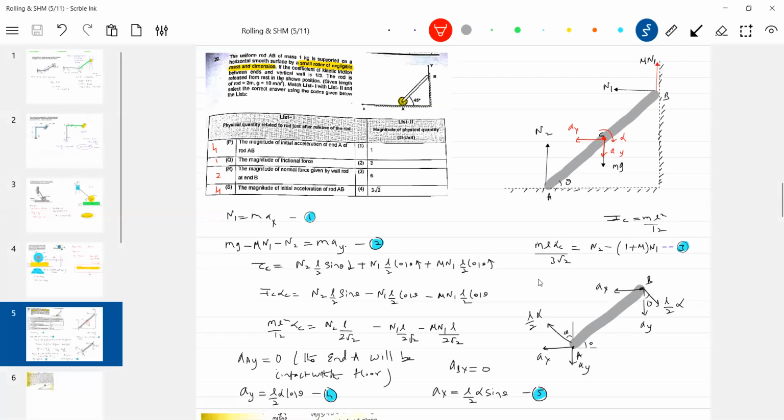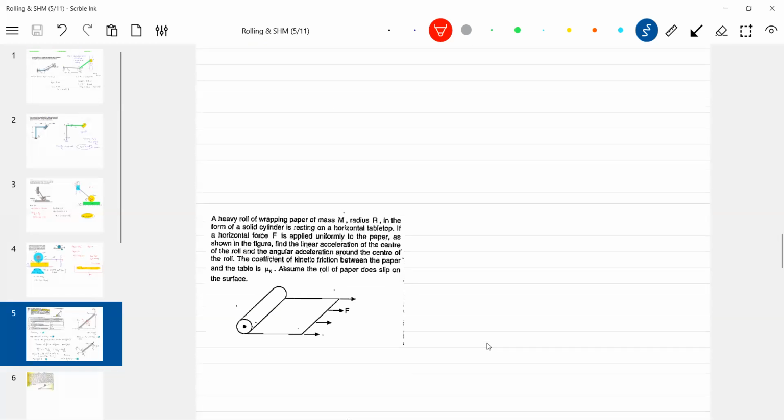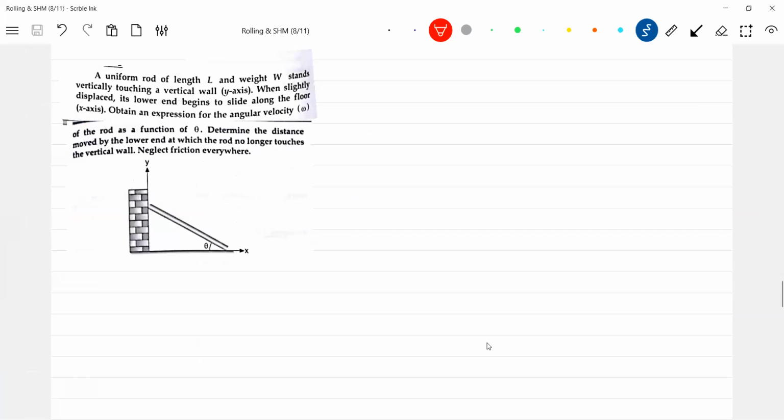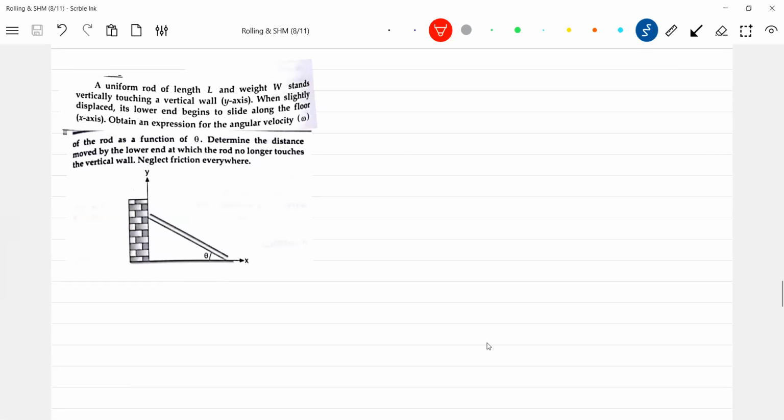Okay, I'll slide down. We'll take the next one here. Determine the distance moved by the lower end at which the rod no longer touches the vertical wall. Why will it lose contact? So till now we took it for granted. Now we know rotation mechanics a little bit, so let's try to explore the condition. The previous problem we discussed, without friction, is what you should try to analyze now.